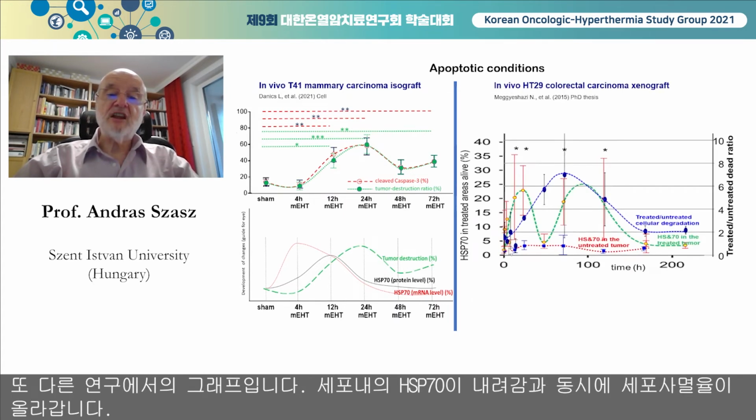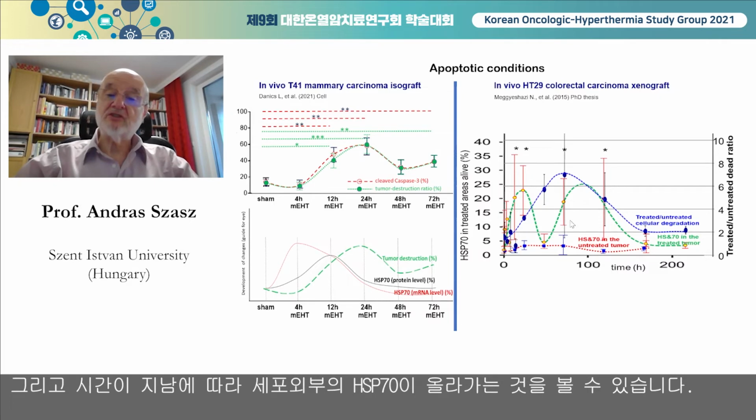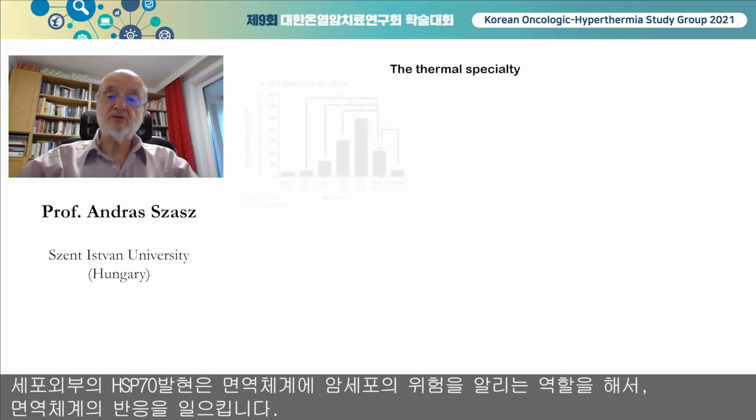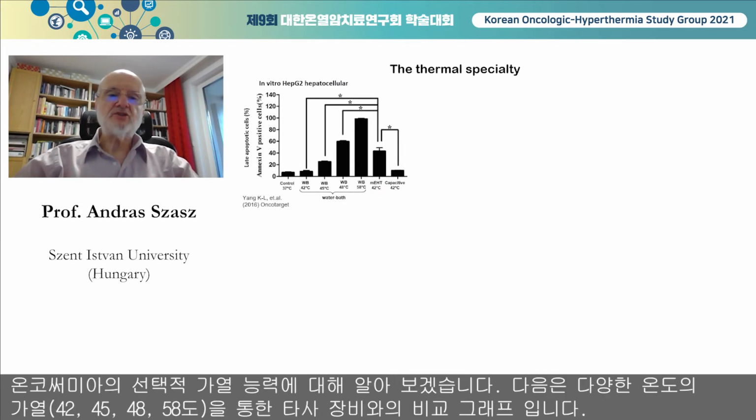Another experiment shows the same: the intracellular HSP70 is down, while the destruction factor is up. But which is very important, we have another peak of HSP70, which is extracellular, and this extracellular HSP70 makes it possible to inform the immune system about the immunogenic problem of the cell, and the adaptive immune system can develop anti-cancer immune reactions.